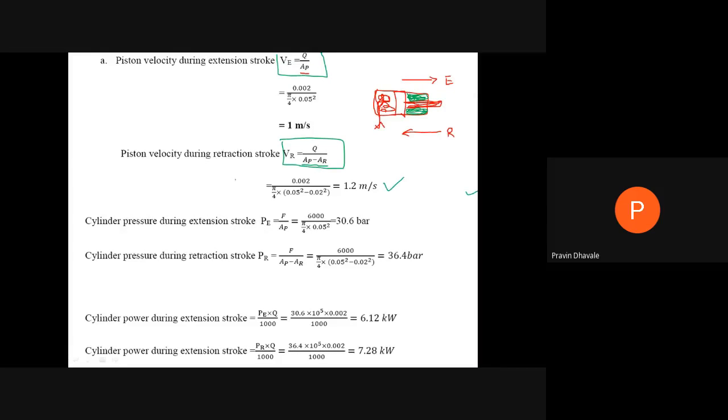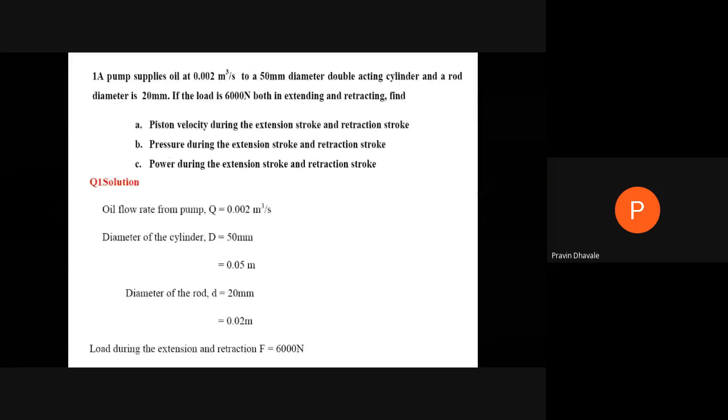Okay, you have calculated the piston velocity. Now, the second point: they are asking for the pressure during the extension stroke. Now, how will we calculate the pressure? Pressure is nothing but force upon area, or load per unit area. Likewise, we can calculate the pressure.